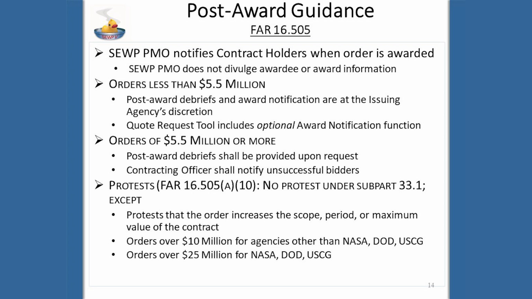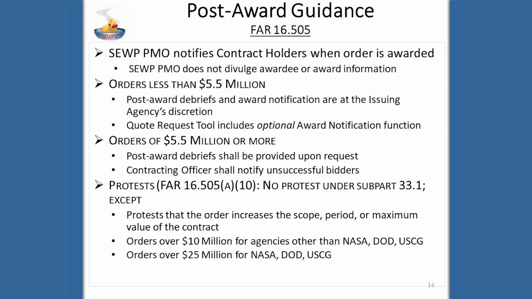We do allow companies to ask you for that information, and it is up to you, the customer, to determine if you wish to provide that information or not, if it is under $5.5 million. We do include an award notification tool within our quoting process that makes it easy for you to provide an award notification. However, again, it is optional. You do not have to do so if you do not wish. If your order is over $5.5 million, then you are required to provide an award notification and are required to provide a debrief if requested.